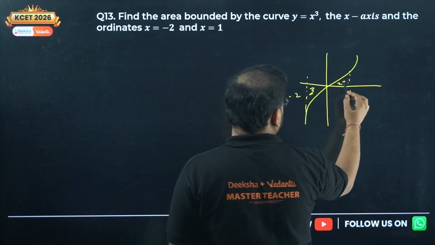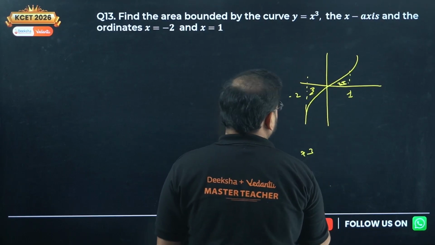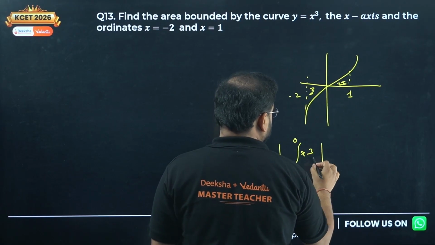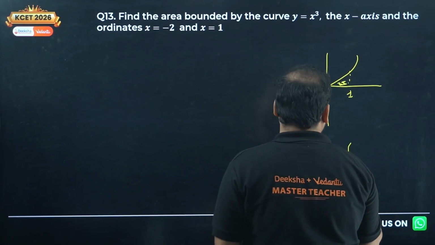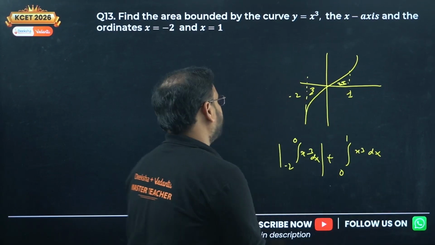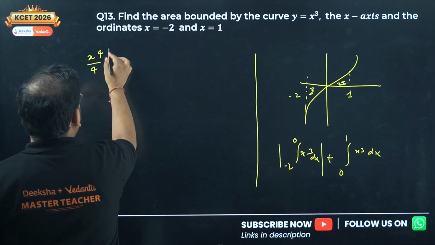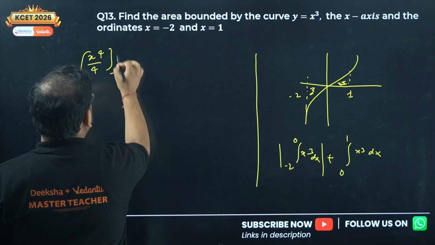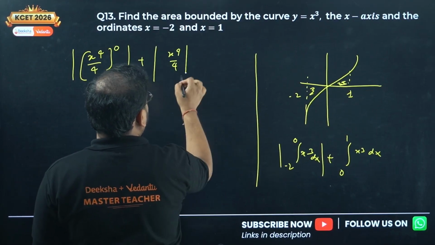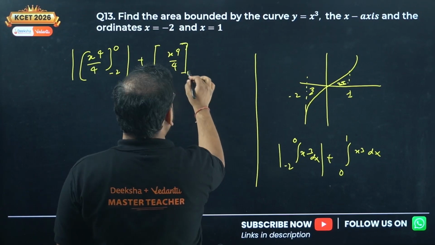So what do we have to do? We're going to break the integration. x cube integration from minus 2 to 0 will be in the modulus, and plus we'll have 0 to 1, the x cube integration, in the positive side, so no need of modulus. We'll have x power 4 by 4, with minus 2 to 0 in the modulus. Same way, x power 4 by 4, this is not modulus, this is just the integration from 0 to 1.